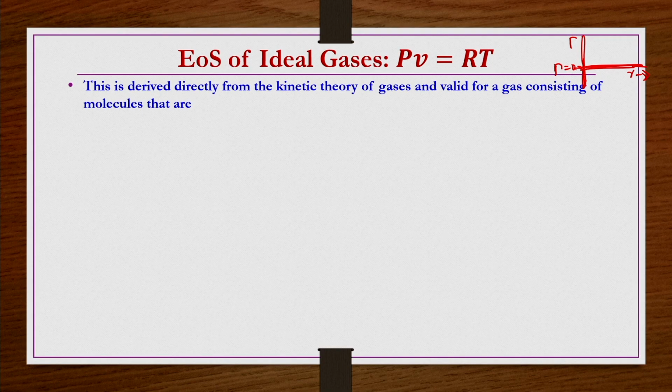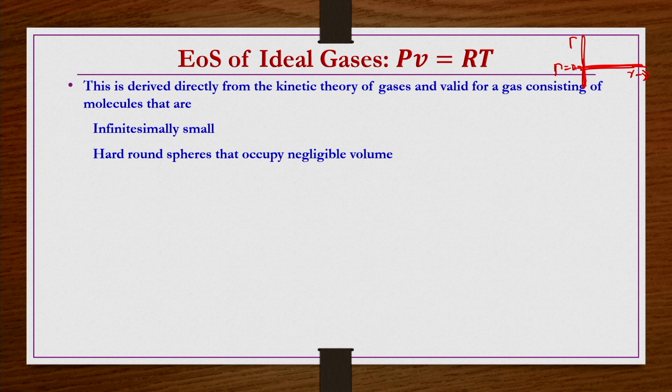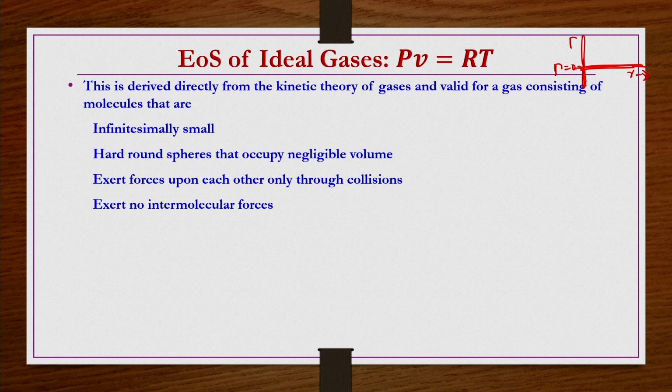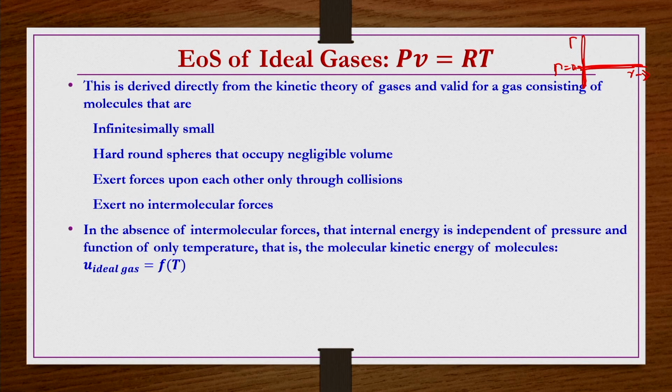But we will see a few details of the ideal gas, though we already know all of them. This equation of state for an ideal gas is directly derived from the kinetic theory of gases and is valid for a gas containing molecules that are infinitesimally small, hard round spheres, occupying negligible volume, exerting forces upon each other only through collisions, and exerting no intermolecular forces. Right. And in the absence of intermolecular forces, the internal energy is independent of pressure and a function of temperature only.